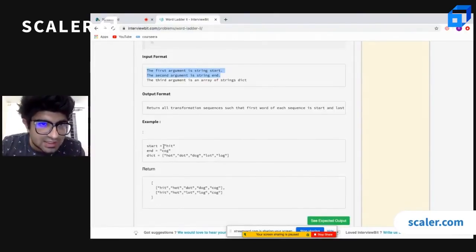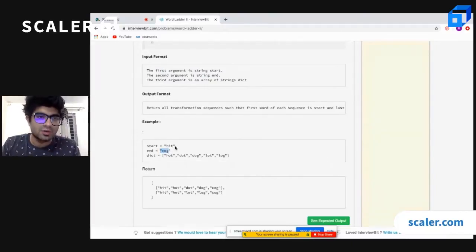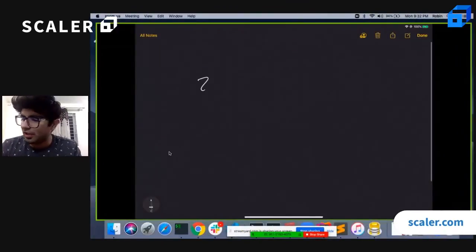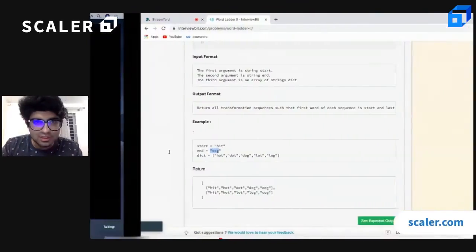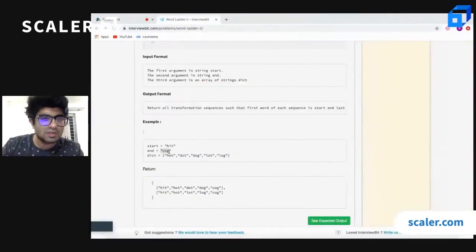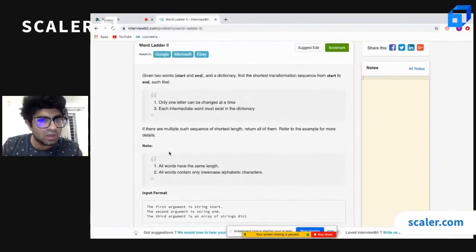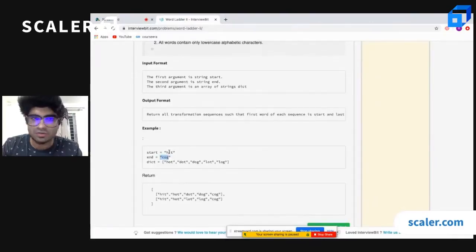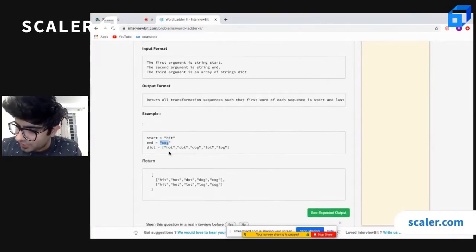We have been given start as hit and end as cog. We need to check what are the possible sequences such that I can reach from hit to cog. Okay, let's try to analyze the problem. As we have been given a constraint that in the dictionary all the words are of the same length, equal to our start or end. In the dictionary we have the words hot, dot, dog, lot, and log.